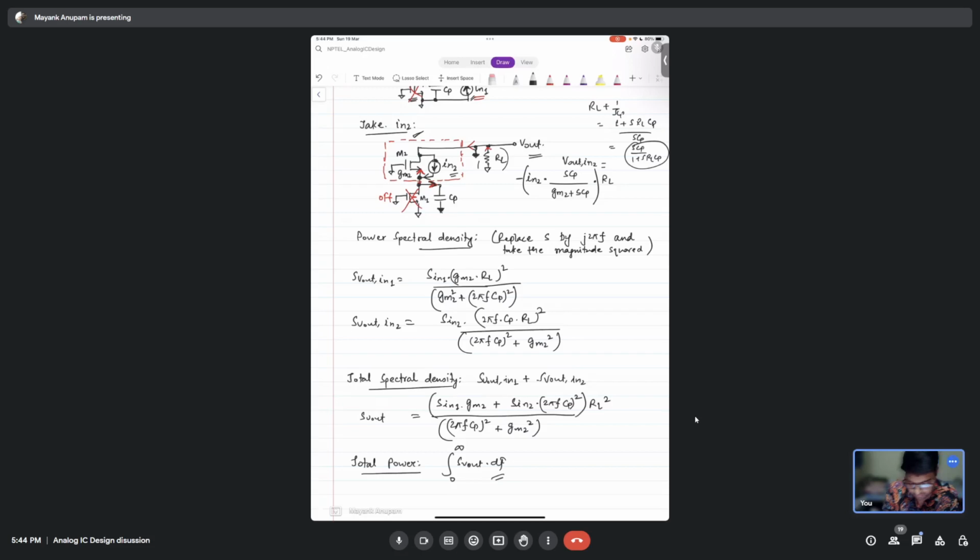After you have found the total current flowing into the ground, you simply multiply that current with the output resistance, whatever output resistance you have. In this case there is only RL, since this part is infinity anyway. So that is the total voltage. If you do that, you will get the same answer here.